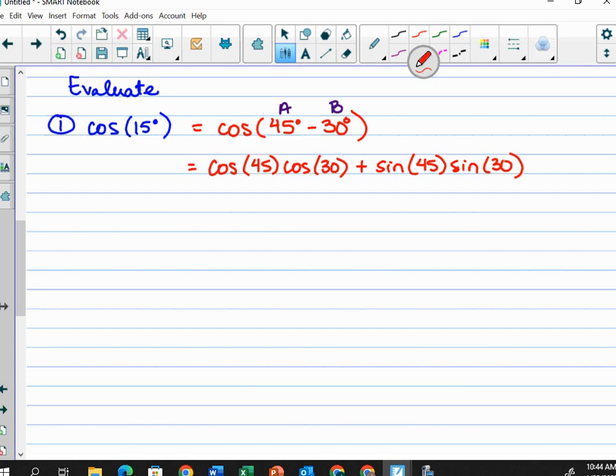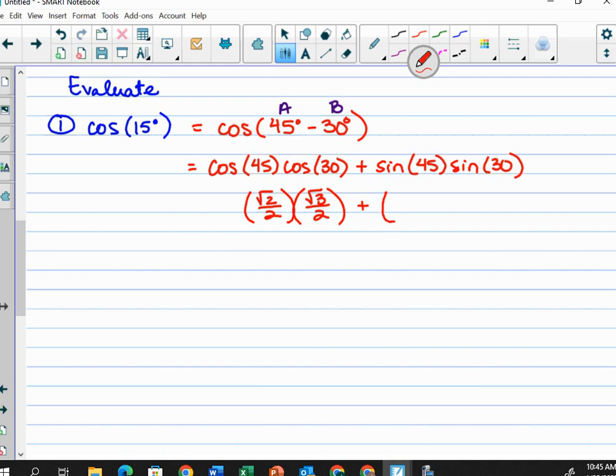Everybody with me on how we're filling that out? Okay, then it's just a matter of evaluating it. So what is the cosine of 45 degrees? Good. What is the cosine of 30 degrees? Good. Do you guys see how not knowing those trig values would make this hard, right? Like it's just going to take you a long time if you don't actually know them.